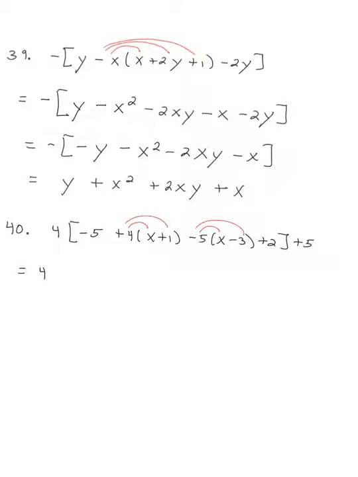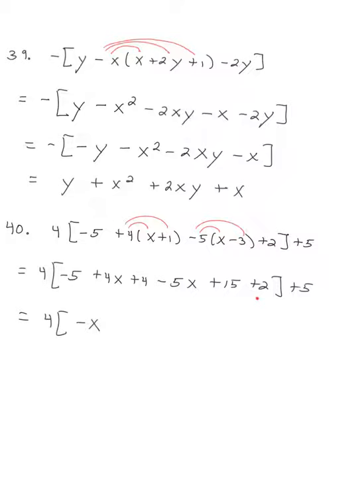We have 4 times negative 5 plus 4x plus 4 minus 5x plus 15 plus 2 and then a plus 5 at the very end. There are definitely like terms in there, so we're working from the inside out. For the number of x's, we have 4 here, we're subtracting 5 there. That's a total of negative 1 x's, which I'll put as negative x. And then for the numbers, we have negative 5, a positive 4, so that's net negative 1.